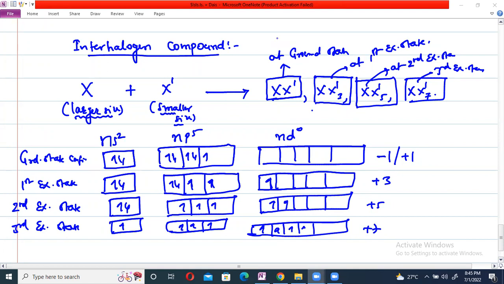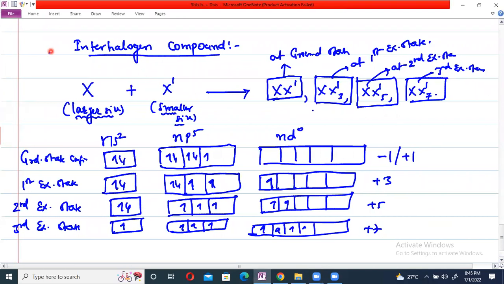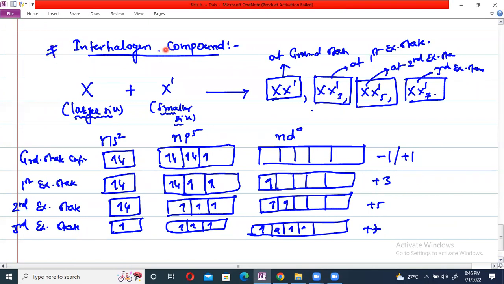But now here, interhalogen compound. Just see once again, what is an interhalogen compound? When one halogen can combine with another halogen, they can form this kind of compound, XX'.